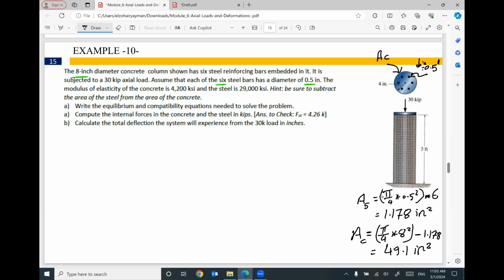So this is the area of steel and this is the area of concrete. Keep in your mind this composite column is under the effect of applied force P equal 30 kip. So I can say the steel will support a part, PS, and the concrete will support a part, PC. The amount shared by steel plus the amount shared by concrete will equal the applied force, 30 kip. And this is equation number 1.